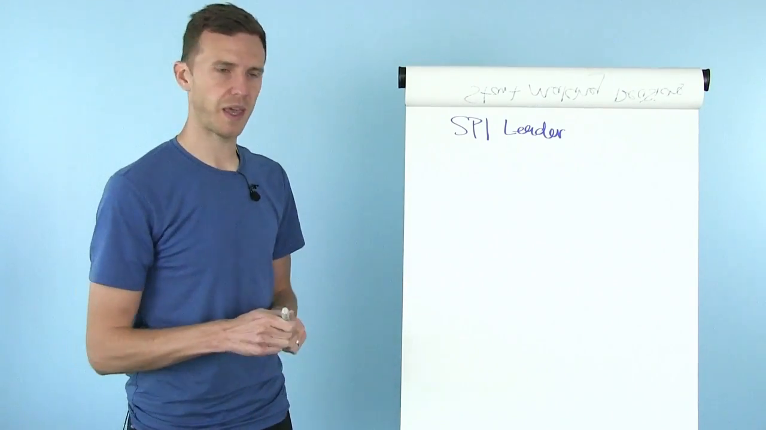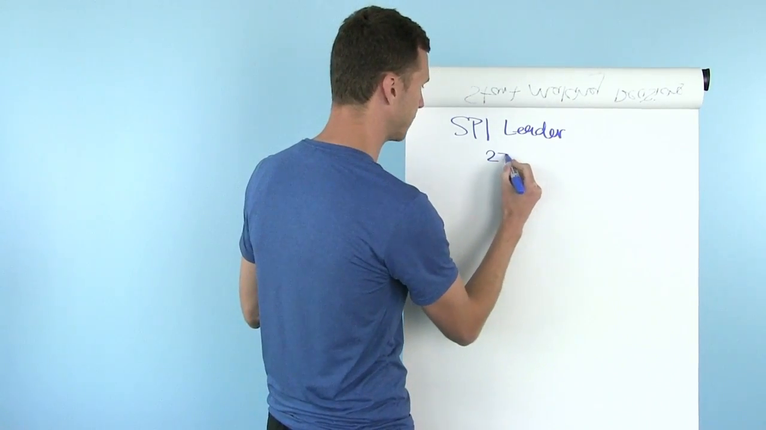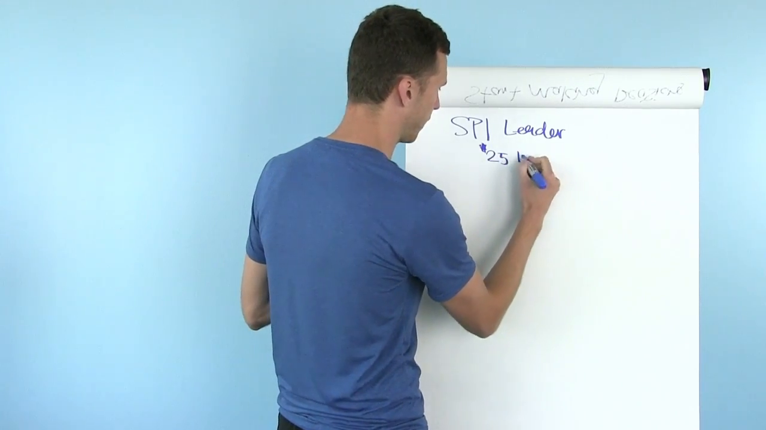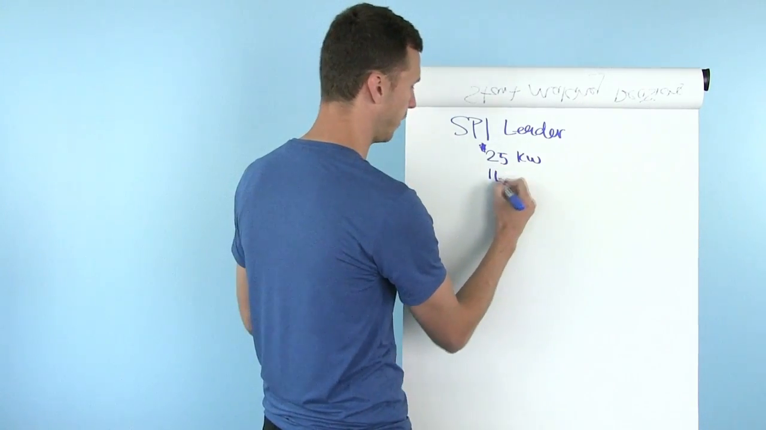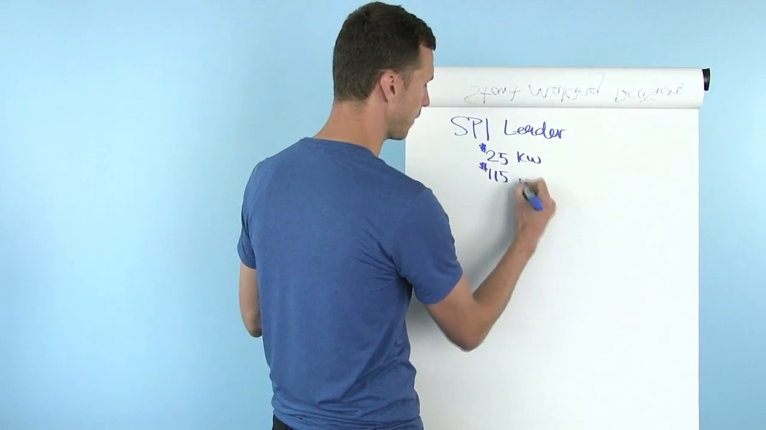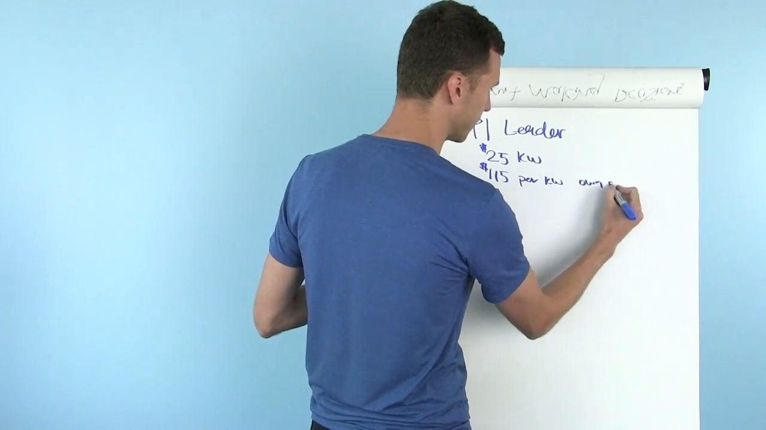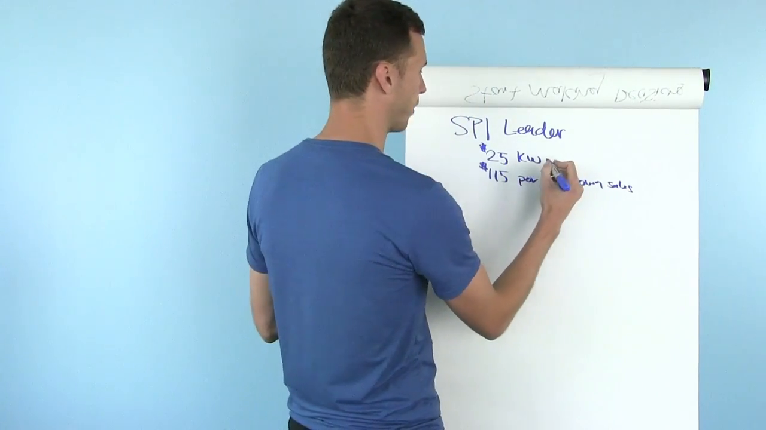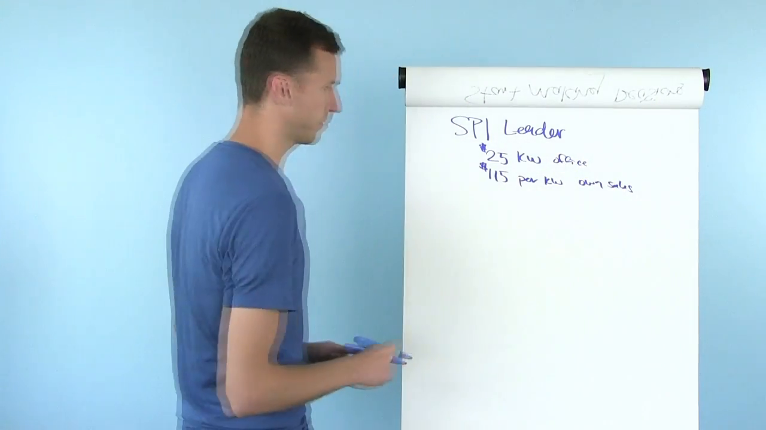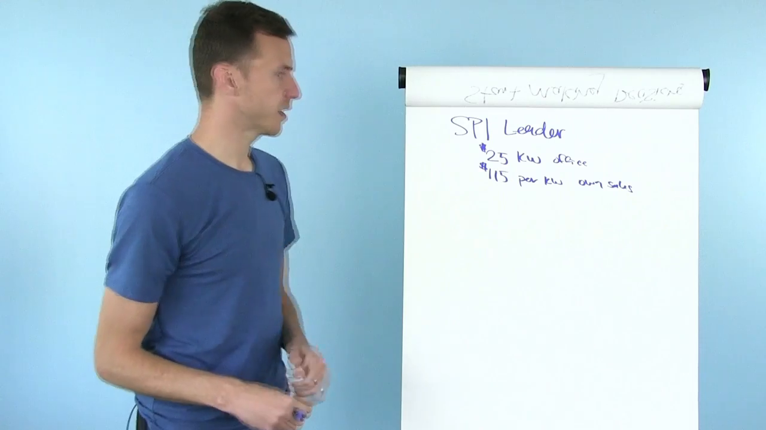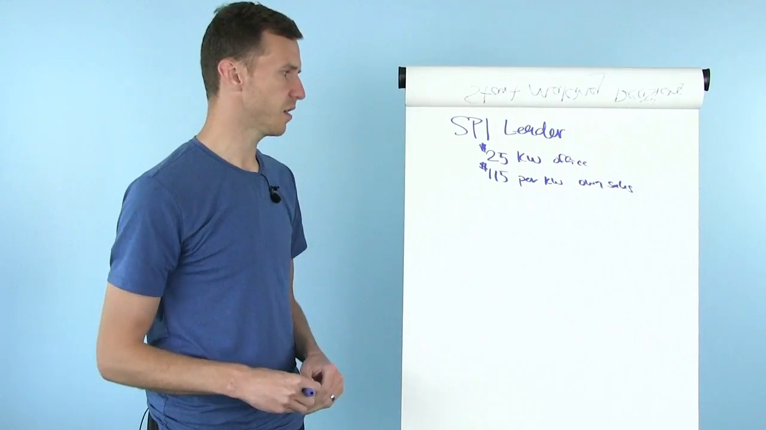I'm also going to talk about what they get paid. So for right now, at least for most purposes, an SP1 Leader makes a $25 a kilowatt override on his whole area, plus they make $115 per kilowatt on their own sales. So he makes $25 a kilowatt on the office as a whole that he oversees, and he makes $115 per kilowatt that funds on his own deals.